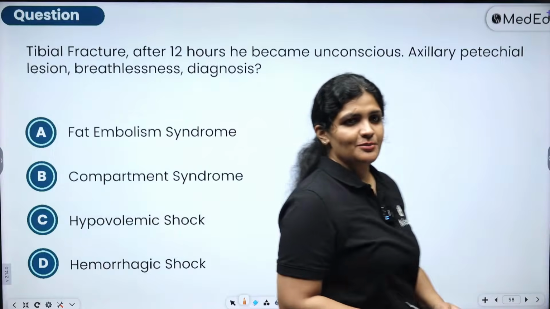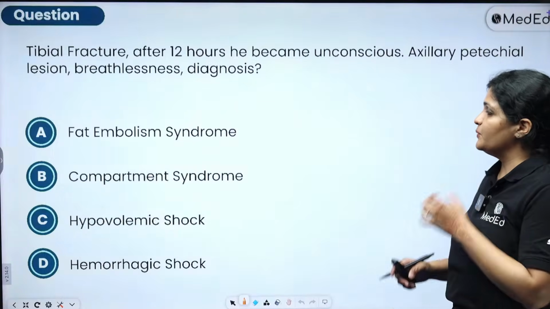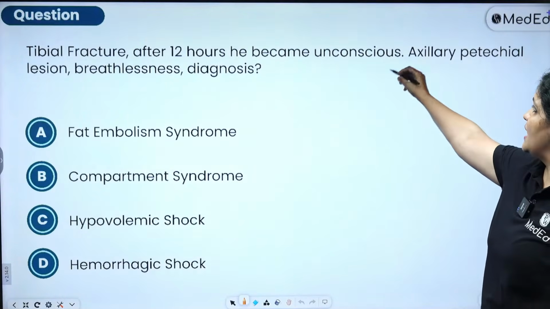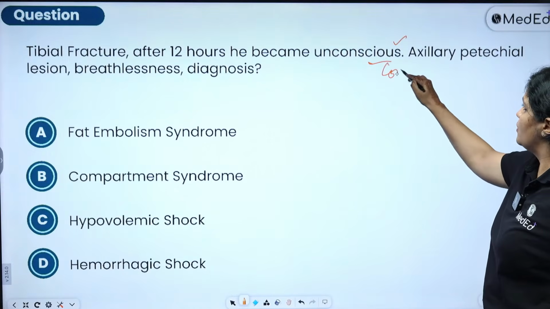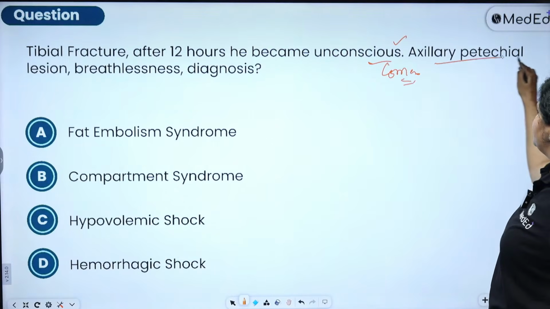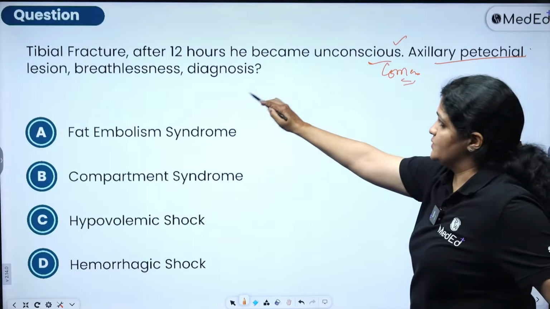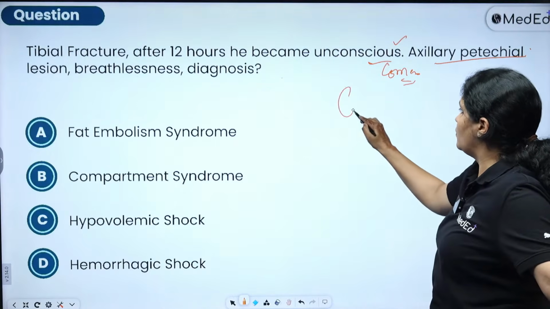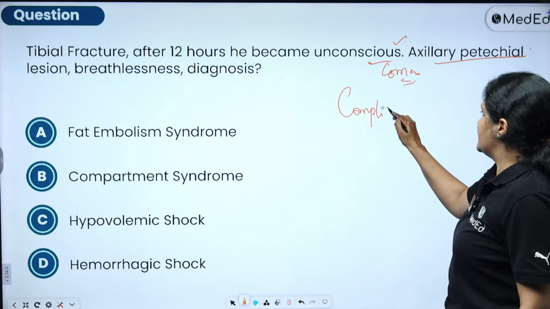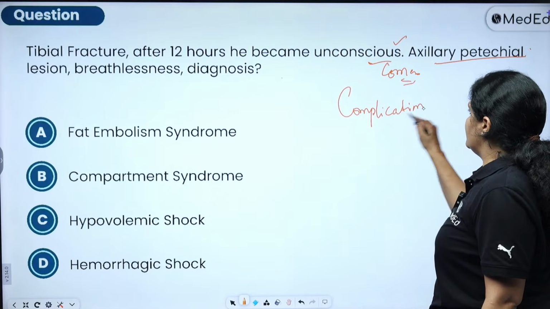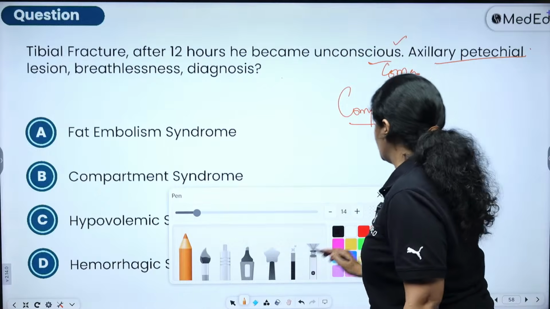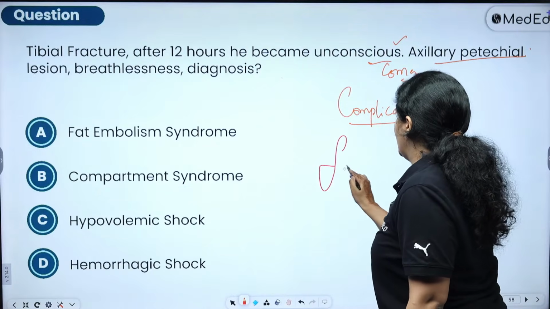Yes, final question, but a very, very important question. A patient with a tibia fracture becomes unconscious after 12 hours. So there is some neurology or coma, axillary petechiae are present, and breathlessness. What is the diagnosis? Very important, the complications of fractures. It is very, very important. And here they are telling specifically after 12 hours. So usually this is fat embolism.